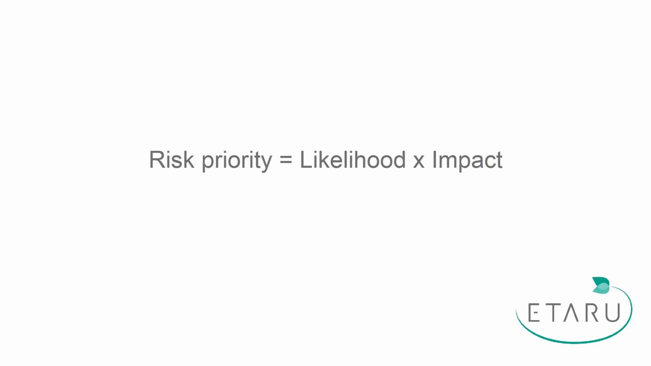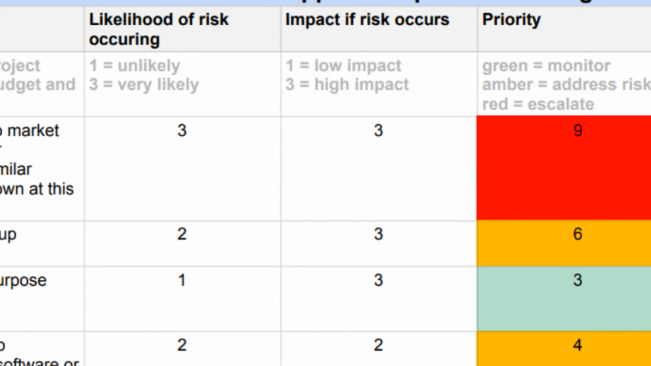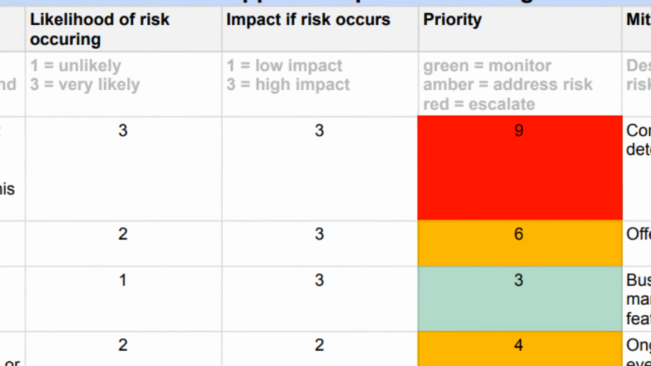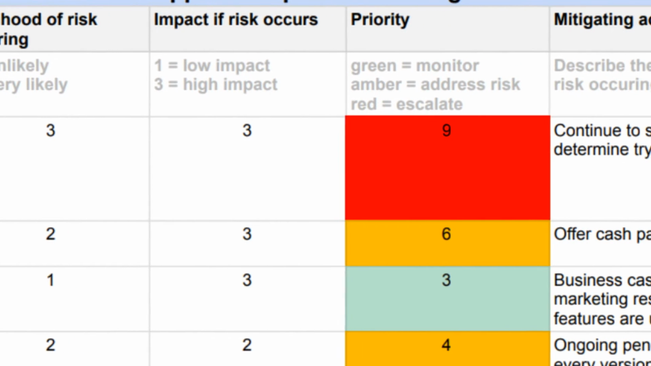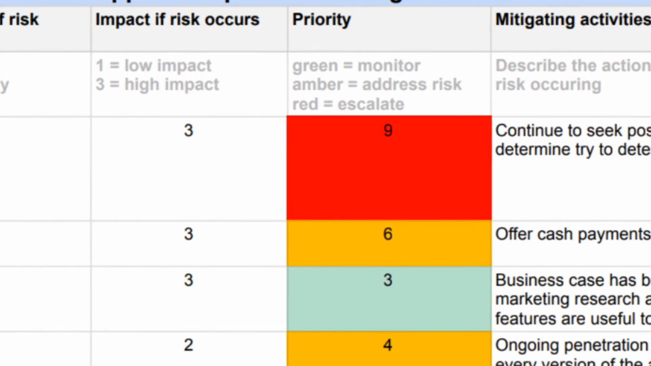Next, risks are analysed to determine their priority. This is typically done by determining how likely a risk is to occur and the impact if it does occur. This gives you a priority rating, which indicates how much attention and mitigation you should apply to the risk. Likelihood and impact of a risk are determined by consulting with your team and other stakeholders.